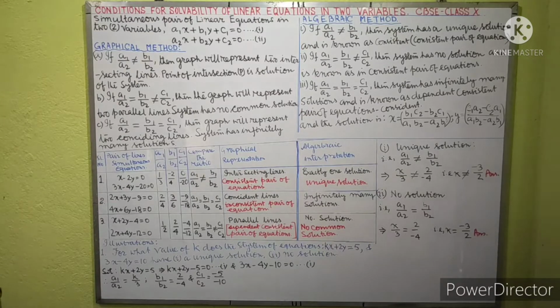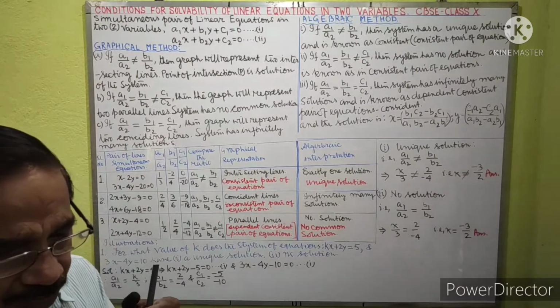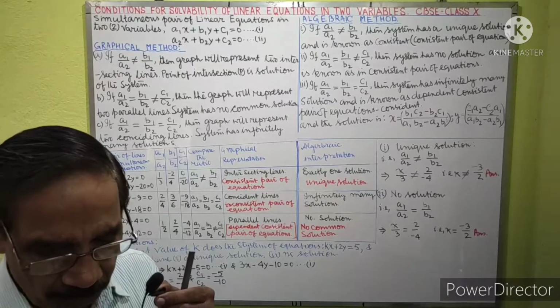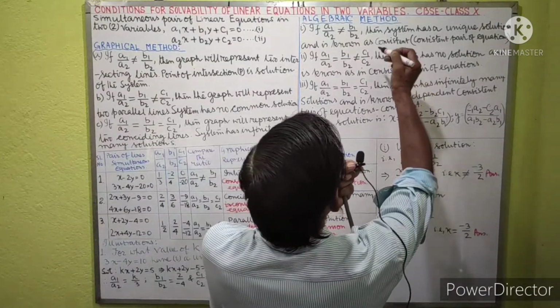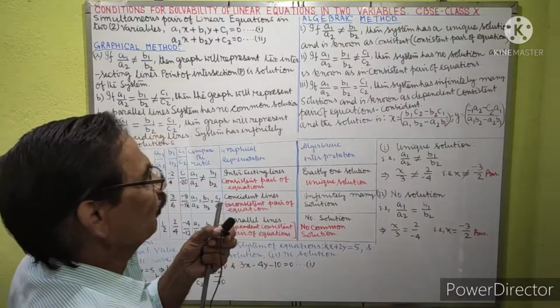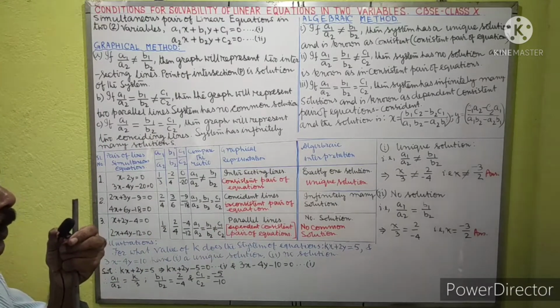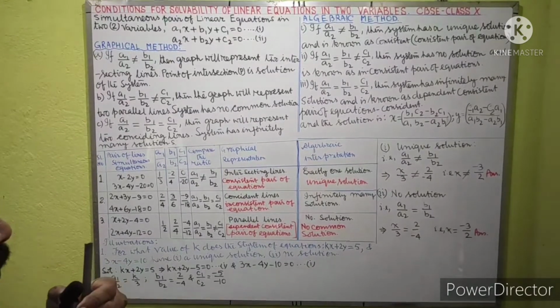Number two, if a1 by a2 equal to b1 by b2 not equal to c1 by c2, then the system has no solution and is known as an inconsistent pair of equations. Inconsistent pair of equations.